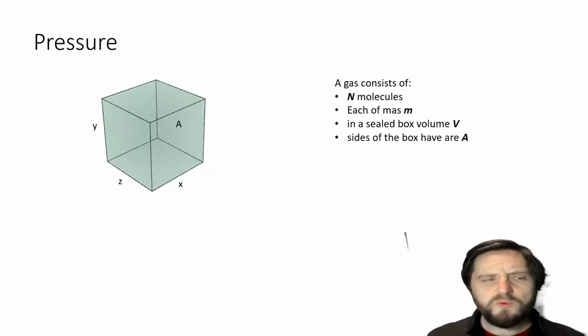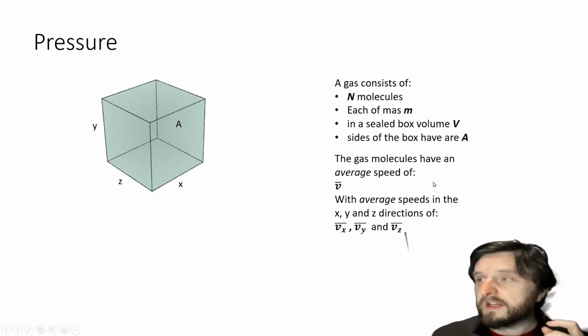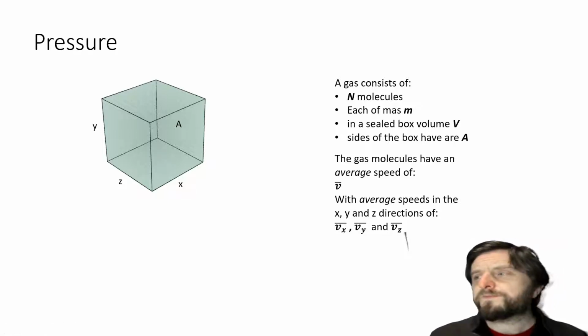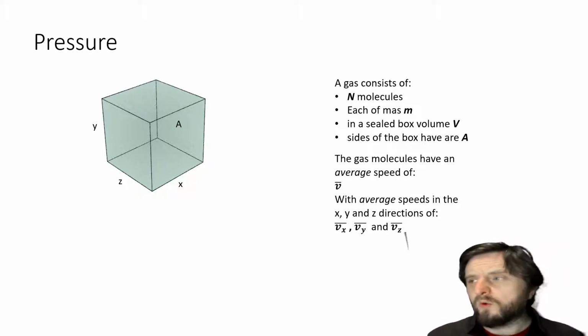So if we were to analyze that, we would be able to see that they're all going to be moving at different speeds. And so we're going to be able to say there's an average speed. We look at all the different speeds and somehow work out what the average speed is.